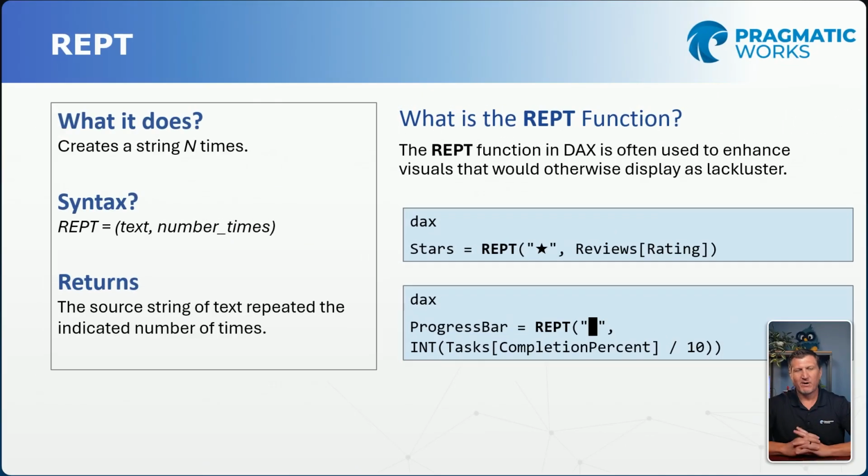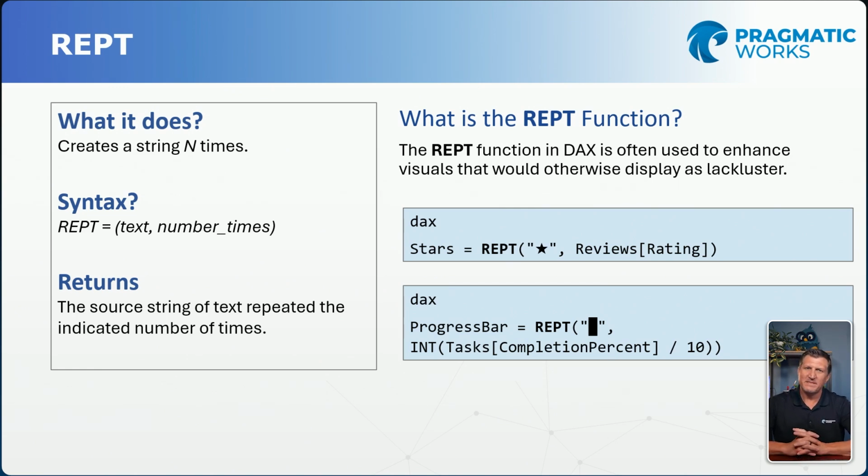And we're going to look at the REPT function. This is short for repeat. So what the REPT function does is it creates a string a certain number of times. The syntax is REPT equals the text in question and then the number of times. The return is the source string of text repeated however many times we've indicated.